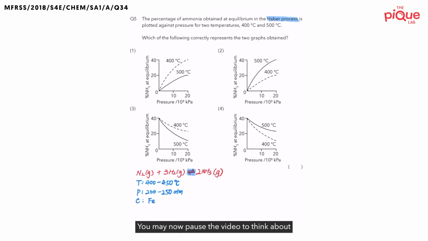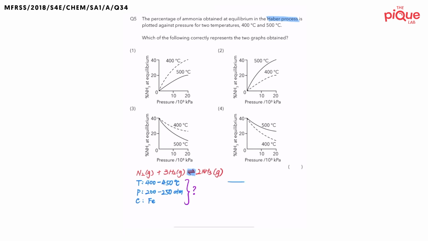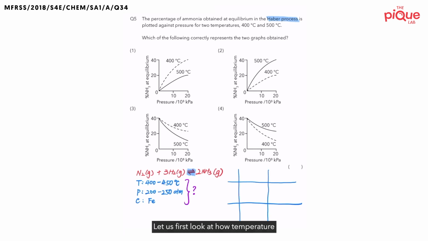You may now pause the video to think about why such conditions are employed in the Haber process. Let us first look at how temperature affects the Haber process. As we have learned in the chapter of rate of reaction, at higher temperatures, reactant particles possess greater average kinetic energy. They also move and vibrate faster and collide more frequently. This increases the frequency of effective collisions, which eventually result in an increase in the rate of reaction. Correspondingly, at low temperature, the rate of reaction decreases.